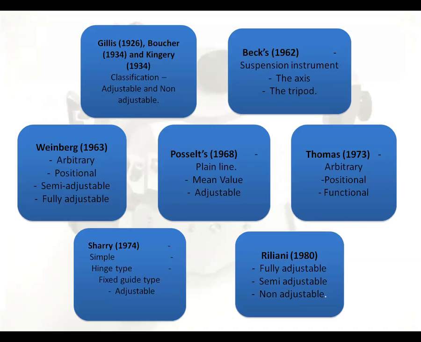Now the next part is the classification of the articulator. There are various classifications of the articulators; it can be an adjustable articulator or a non-adjustable articulator, depending upon the adjustability of the articulator. It was given by Boucher, Kingsley and Gillies in 1926, 34 and 34. Okay, this is the basic classification depending upon the adjustability of the articulator. Next, depending upon the position of the articulator: arbitrary positioning and positional articulators, semi-adjustable and fully adjustable. Posselt gave the same thing: the plain line articulators, mean value articulators and the adjustable articulators. These are the various types of classification given for the articulators, which were used earlier in history.